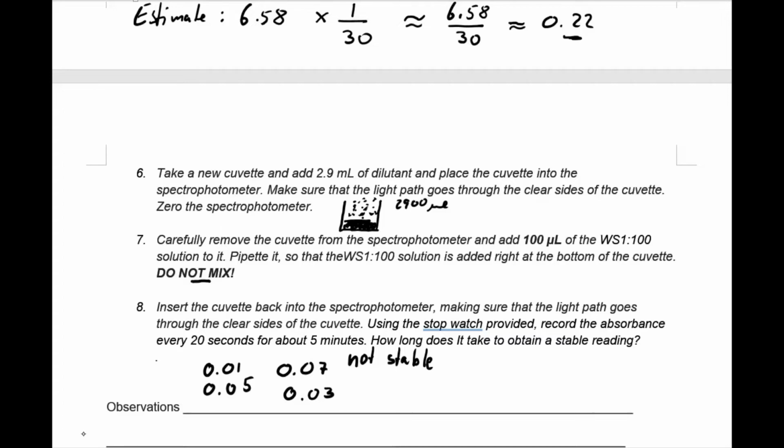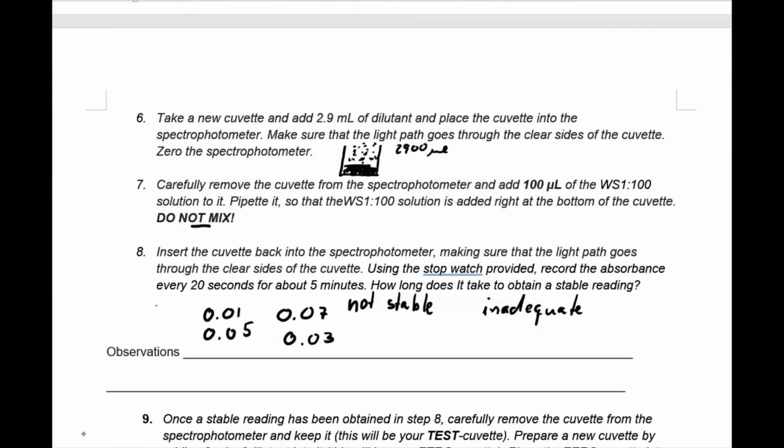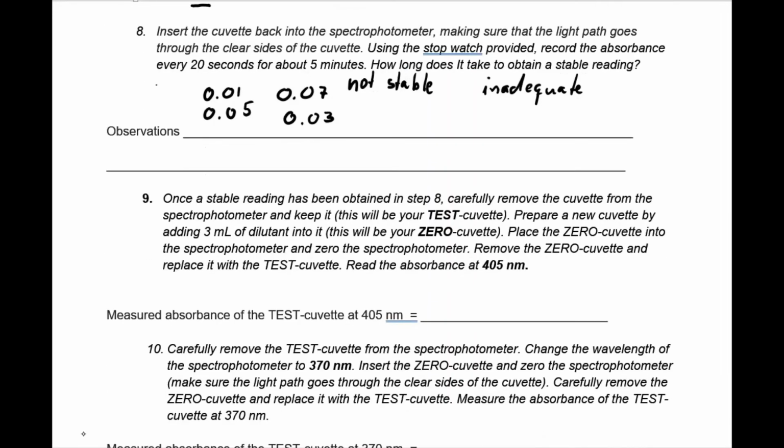And why did I ask you to do this experiment? Because sometimes we do observe that we don't have a stable reading, especially when the mixing is a little bit tricky. So if you ever encounter an unstable reading, the most likely culprit for that is inadequate mixing. So if there is unstable reading, make sure that you have mixed the content of your cuvette properly.